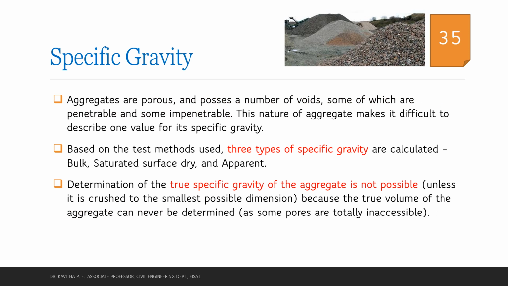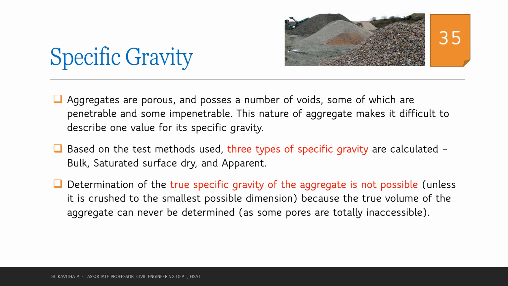Aggregate always contains some amount of voids, and the amount of voids is expressed as the porosity of the material. But there are possibilities that these pores are interconnected or even they will be hidden inside the aggregate. So if we take two samples of aggregates, there is a possibility that the amount of voids in both the samples will be different. Hence it is always difficult to give a particular number as the specific gravity for a sample of aggregates.